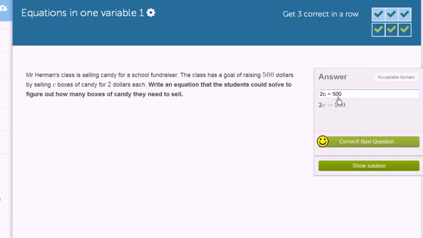And of course, to solve this, we're essentially saying 2 times C is equal to 500. So you might be able to solve it in your head. You might say 2 times what is 500, and you would get 250. Or if you wanted to solve it a little bit more systematically, you just divide both sides by 2. 2C divided by 2 is C. 500 divided by 2 is 250, and you'd get C is equal to 250.